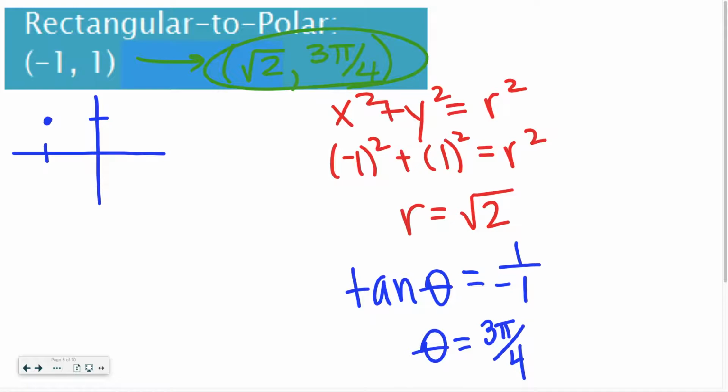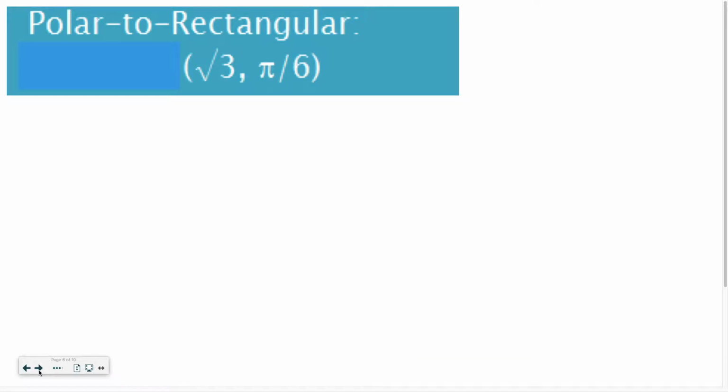Shall we go the other way? Sure thing? Sure, why not? I like the enthusiasm. Okay, radical 3, comma, pi over 6. Let's see. Sydney, which quadrant would this be in? The first quadrant. We have a first quadrant angle with a positive r. So we're going to end up in the first quadrant, which means our xy coordinate should reflect that.